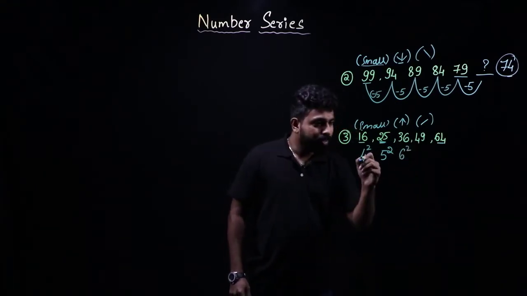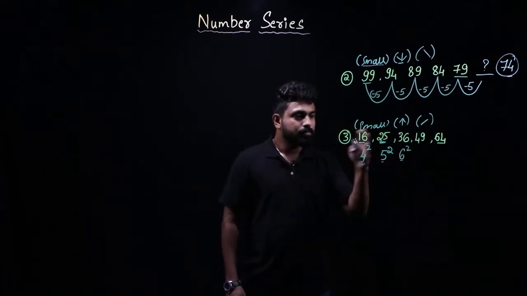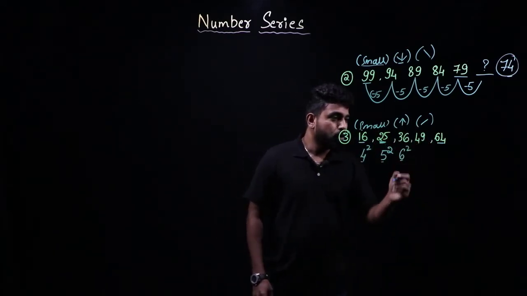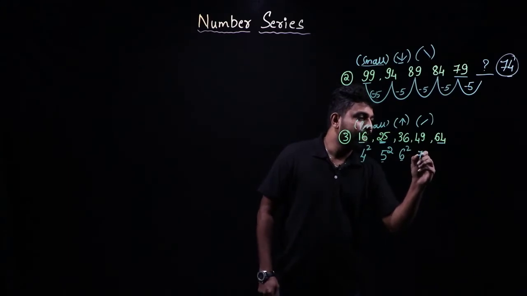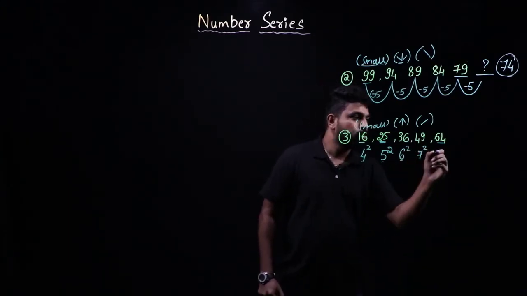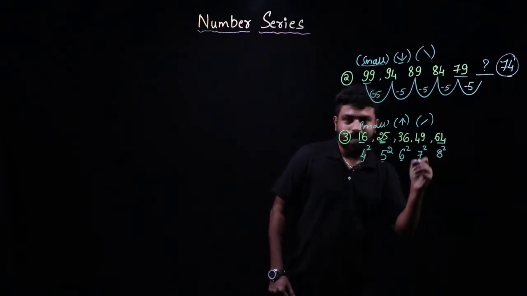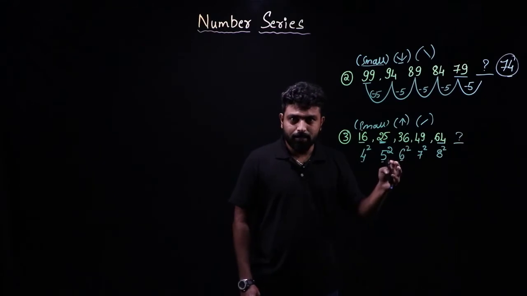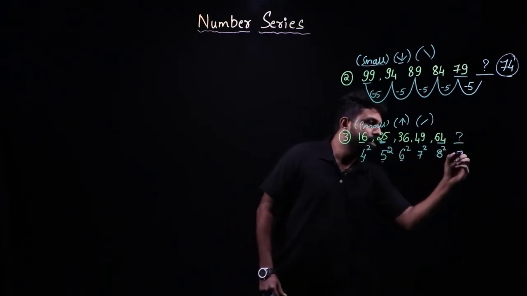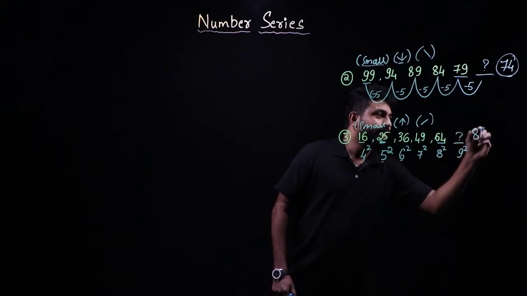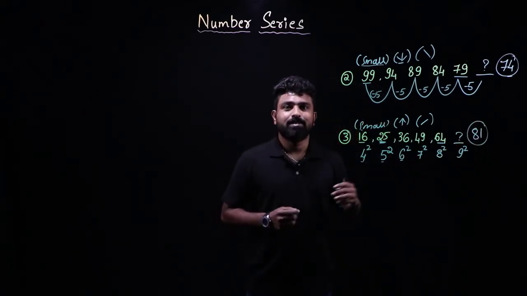So we have already cracked the logic. The successive terms are the squares of successive numbers. So what about 49? I can blindly write it as 7 square. Is it right? Yes. 7 square is 49. So what about this one? 64 is 8 square. What if I ask you what would be my next term? The next term would be nothing but 9 square. What is 9 square? 81. And 81 will be my final answer.